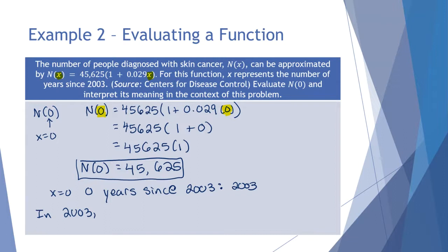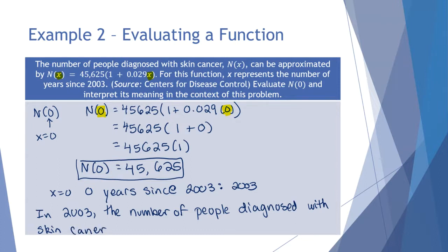Now what's the result, the output? So n is the number of people diagnosed with skin cancer. So in 2003, the number of people diagnosed with skin cancer, it'd help if I spell that right, cancer. So I'm just taking the context from the problem.